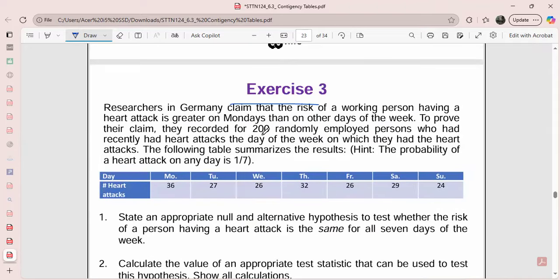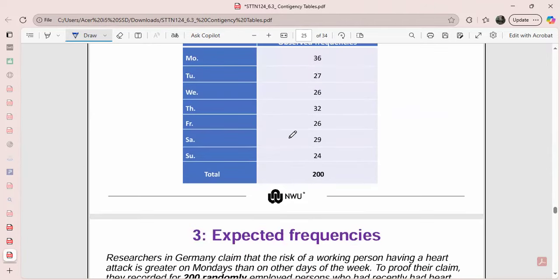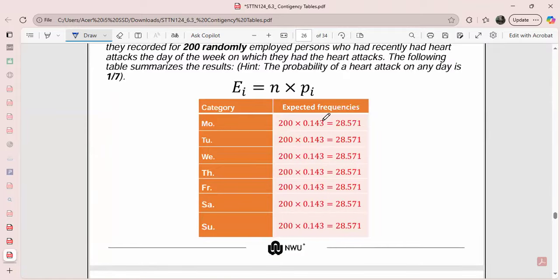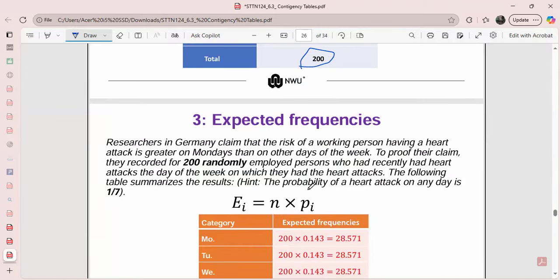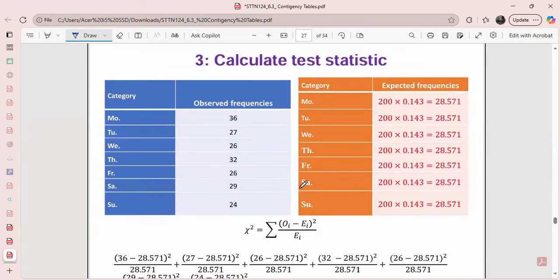Look at this exercise. 200. Monday to Sunday. You're given this. So by just looking at the null and alternative hypothesis and so on, you see you're given this. Observed is 200. But when you look at this, they say 200 multiplied by 0.143 to get the expected frequencies. I believe that you're given a statement where you have to multiply everything by 0.143. But obviously, if you check the previous question papers or the exam question paper, you'll see that the question will be more specific.